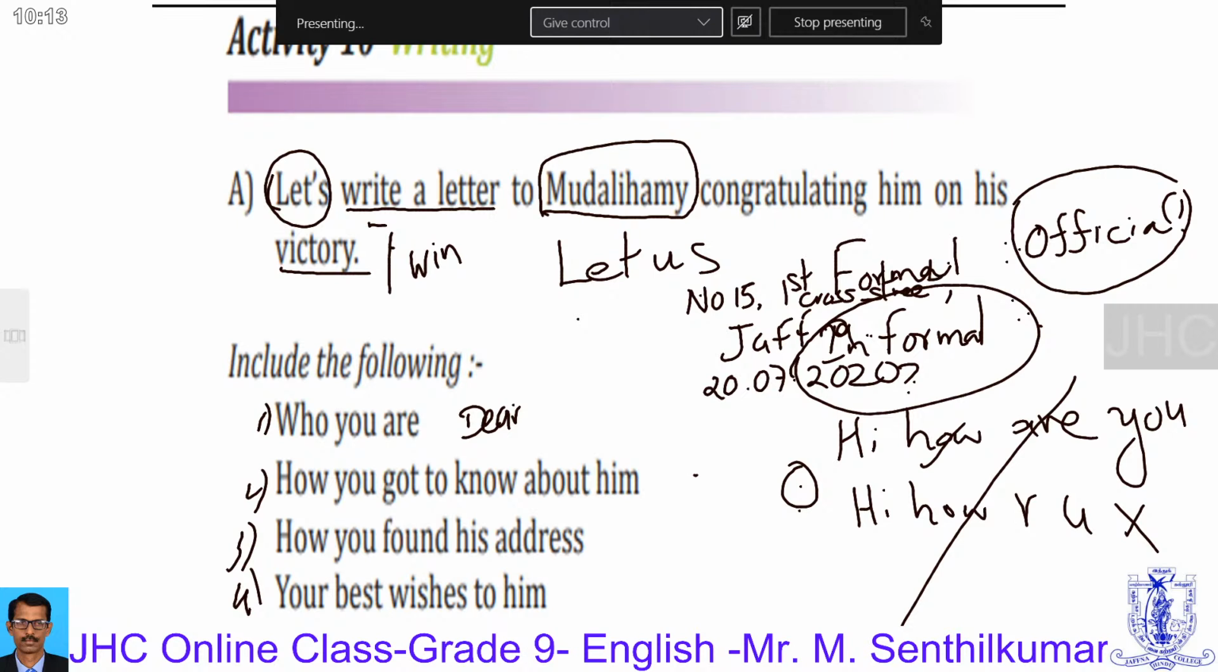Then you have the wishes. My heartiest congratulations for your success, and I wish you get a gold medal at the national level also. Wish you all the best. Thank you. You have to complete that. Have you understood that? Can you write this part?